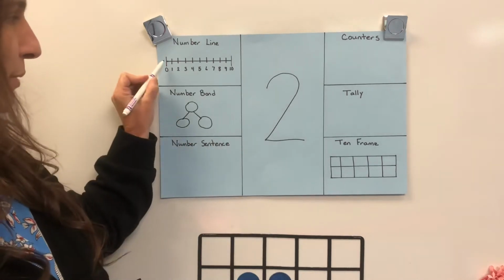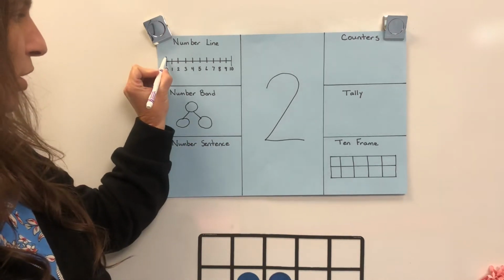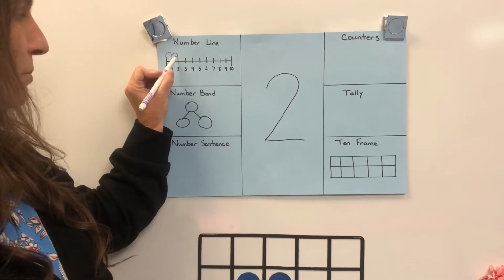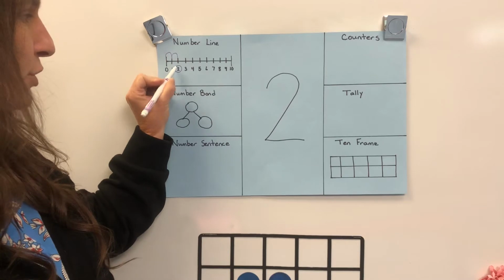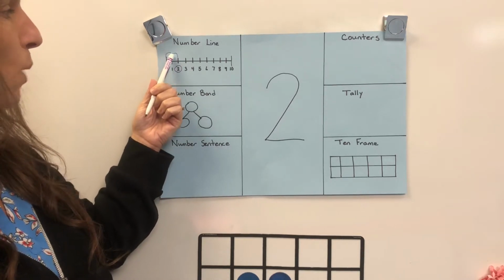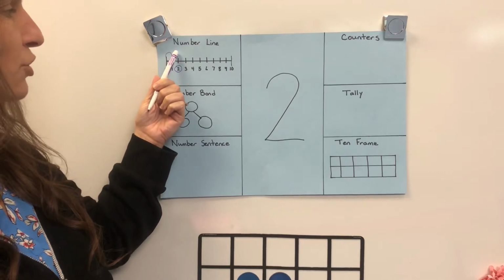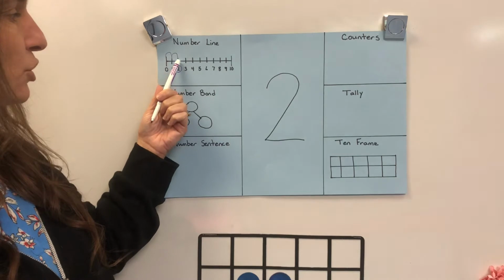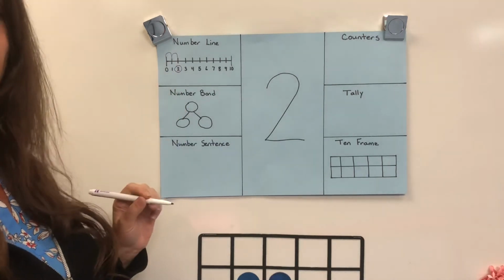All right, so number 2 on a number line is going to be like this. We always start at 0, and then we're going to make some jumps. We're going to go 1, 2 jumps, and then we land on number 2. So you start at 0. The first jump that you make, that's 1 jump. And then you make another jump, that's 2 jumps. So from 0, 1, 2, and then we land on number 2.